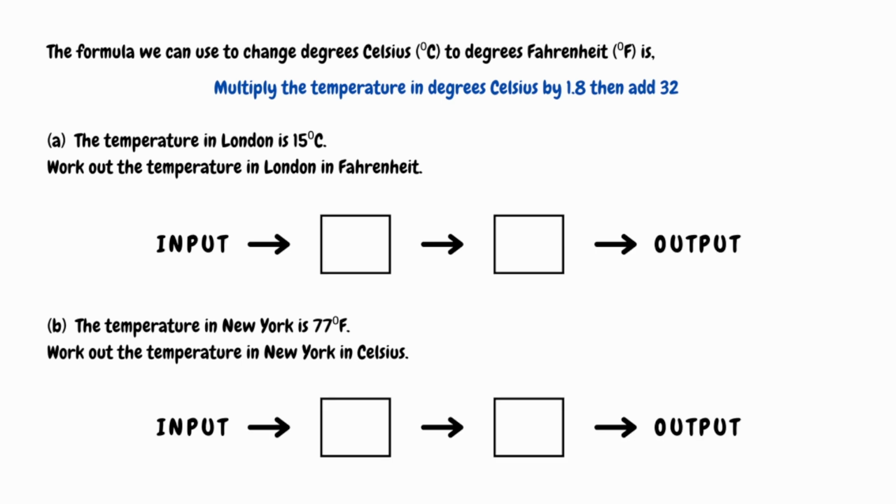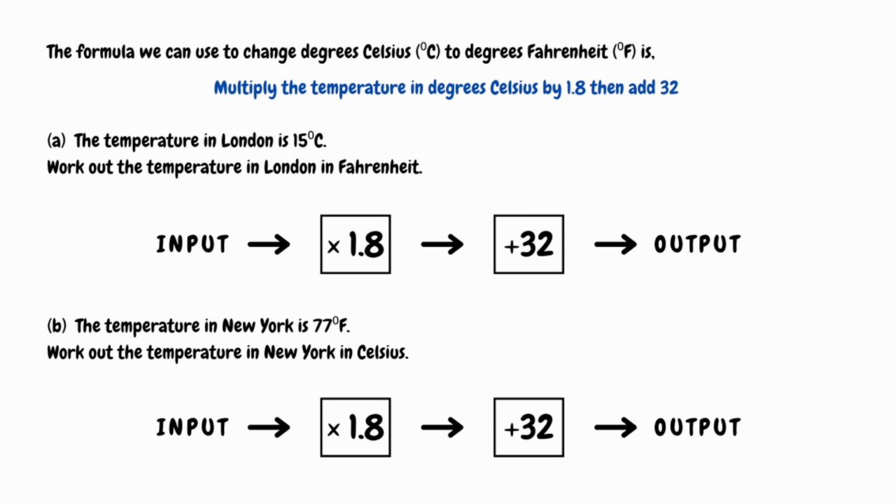We start with our input, which would be in degrees Celsius. We're then told we need to take our degrees in Celsius and multiply that by 1.8. So that would be our first step. And then once we've done that, we simply have to add 32, and that will give us our output in degrees Fahrenheit. So that's the function machine we're going to use for this question. So I'm going to copy it down for part B as well.